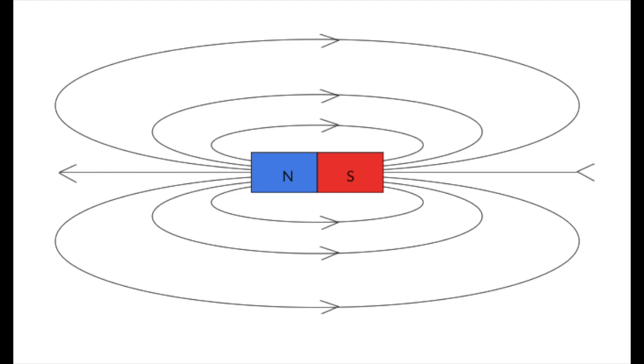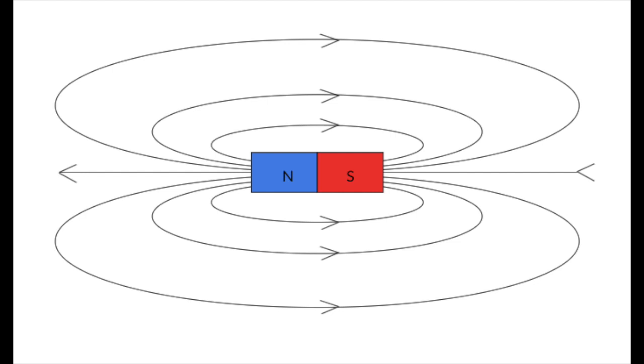Notice that as the vectors get further away from the magnet, the distance between each vector tends to increase. This is because, as you get further from the magnet, the magnetic force decreases in strength. This means the closer the vectors are to each other, the stronger the force. This will be covered in greater detail during the presentation.